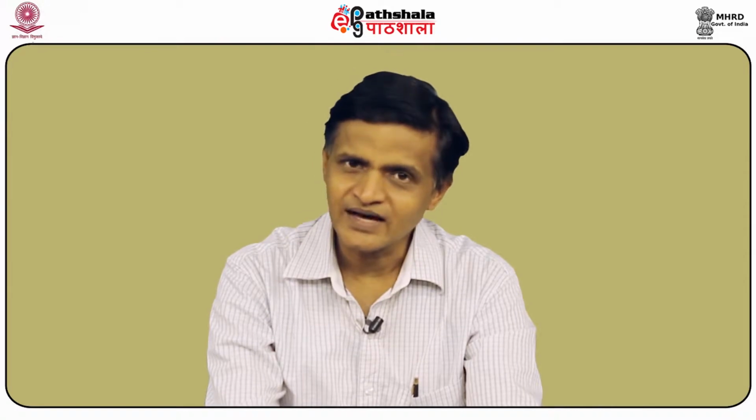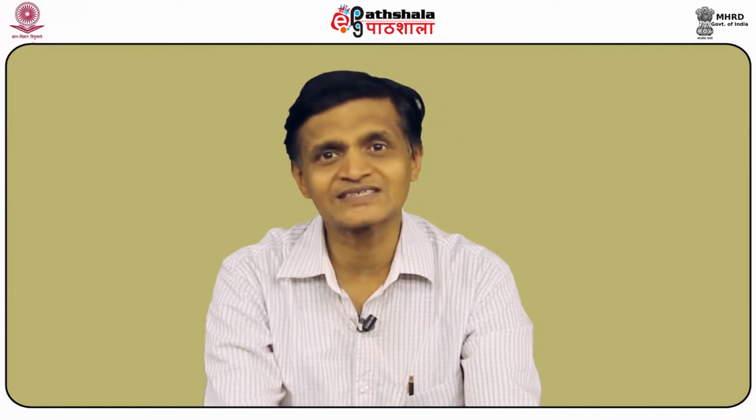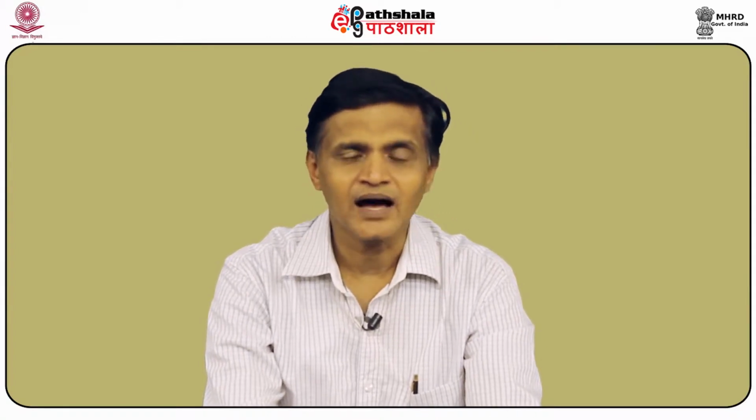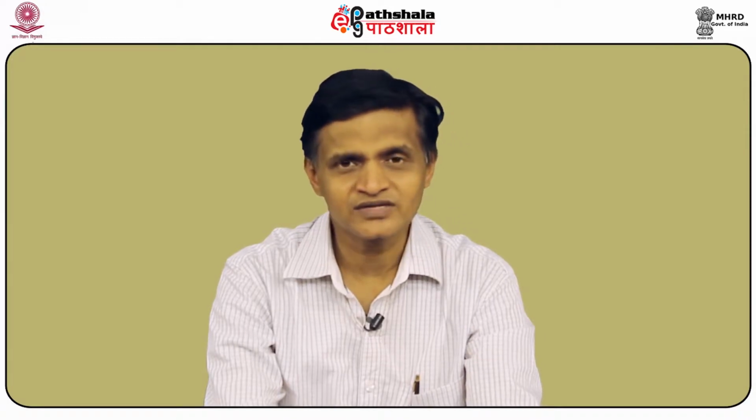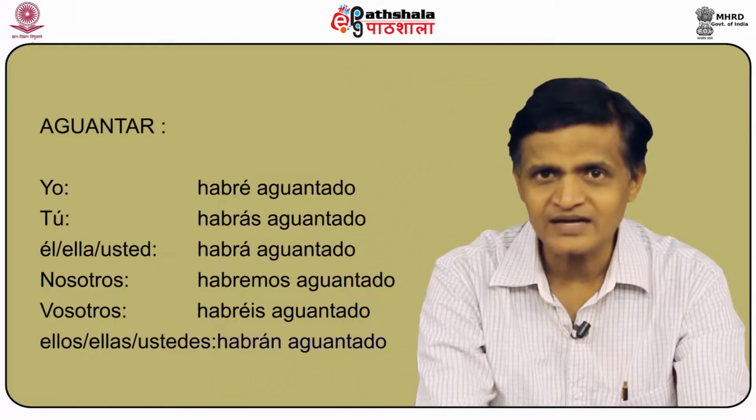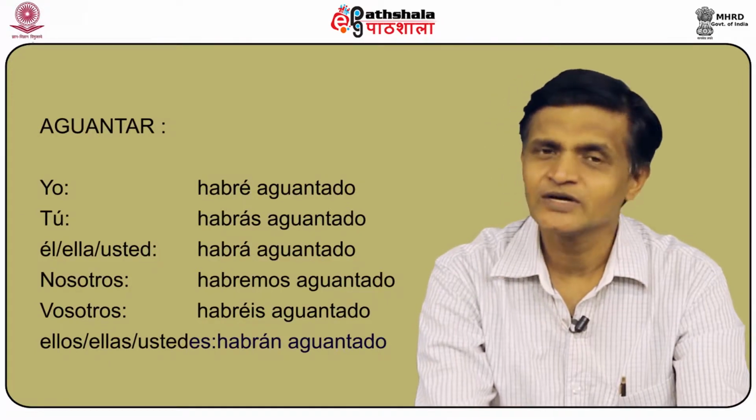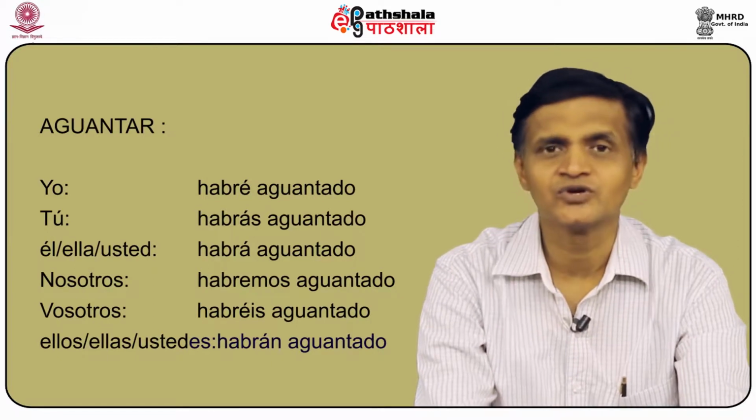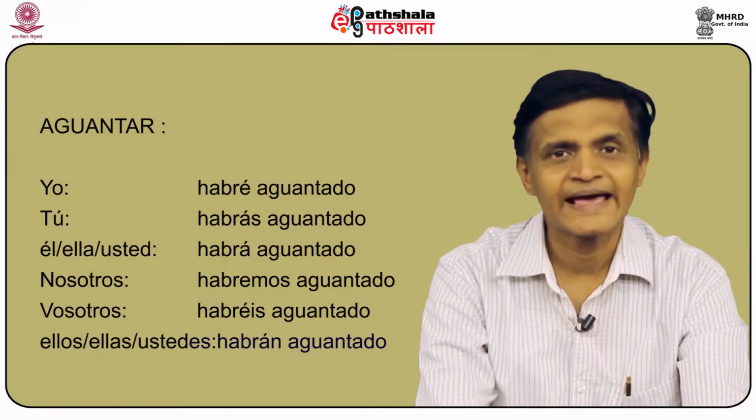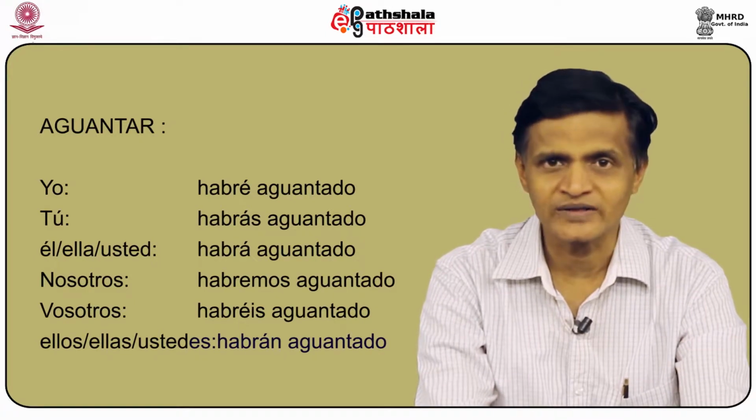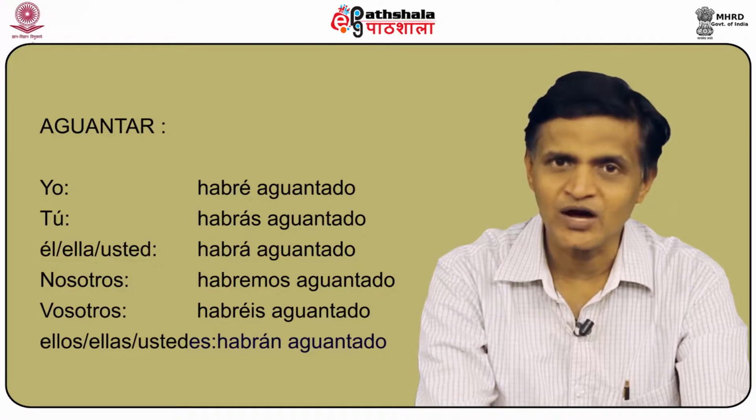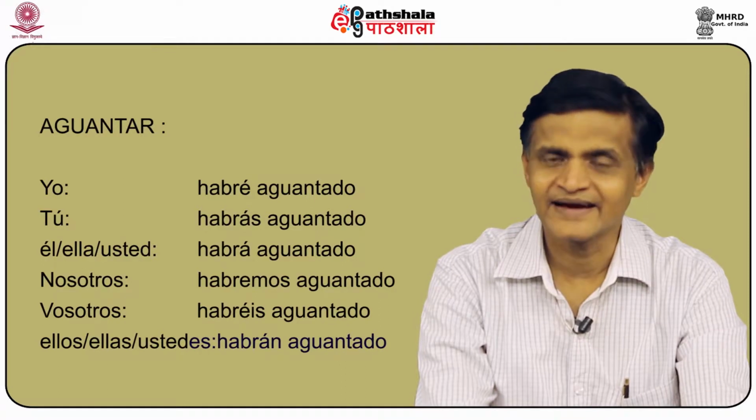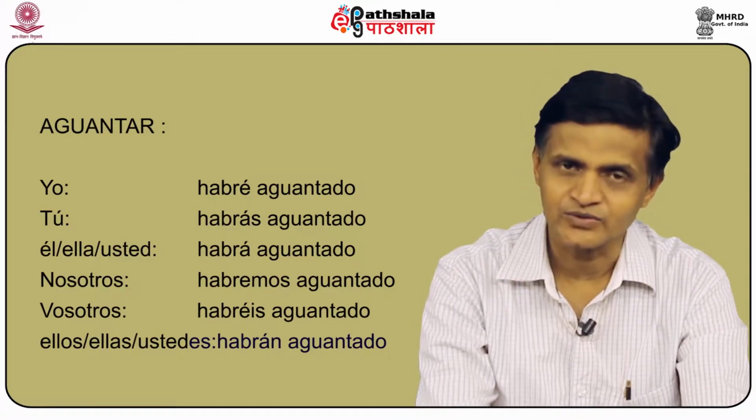Let us go on with aguantar. What is the pattern in aguantar, which is an AR ending verb? This is the same. We have habré, habrás, habrá, habremos, habréis, habrán. All we have to do is to pick up aguantar, remove the AR, put ado, and then we have the construction as yo habré aguantado, tú habrás aguantado, él, ella, usted habrá aguantado, and nosotros habremos aguantado, vosotros habréis aguantado, and ellos, ellas, ustedes habrán aguantado.